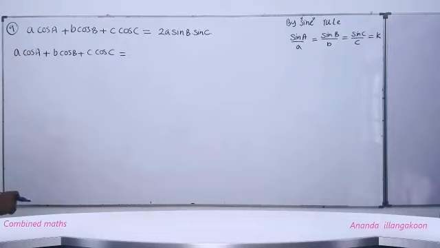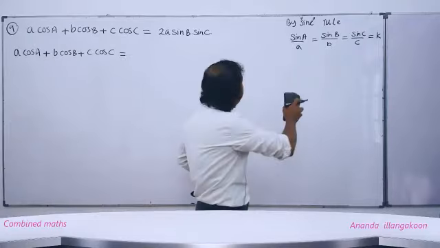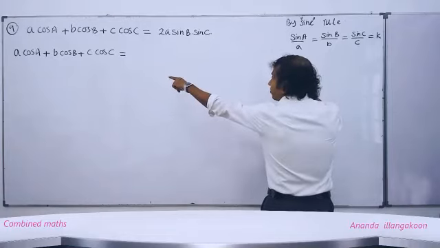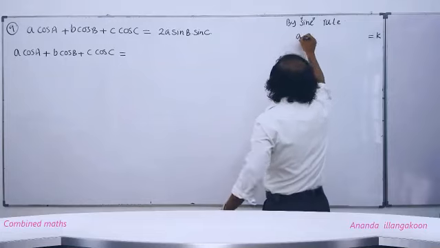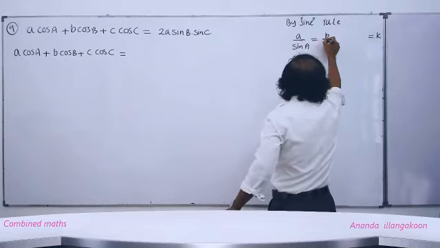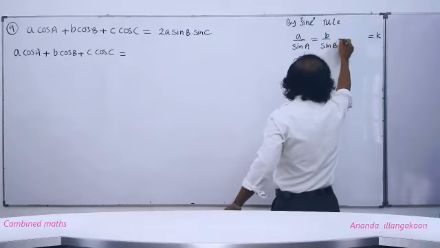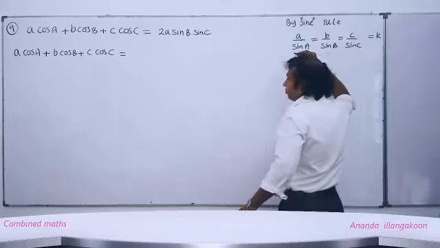Right, a cos A we have. But people, we need the other way around, because we have a, b, c and we have to substitute for them. We have to take it the other way around: a over sin A equals b over sin B equals c over sin C. This we will take.